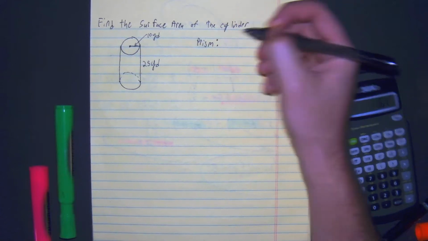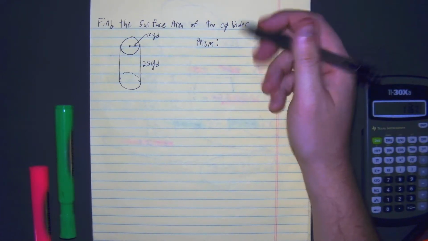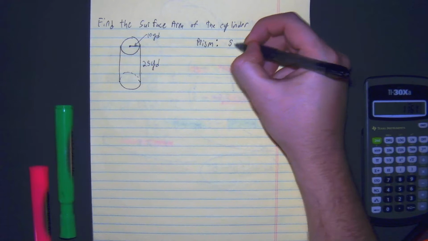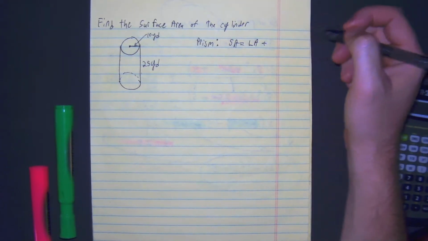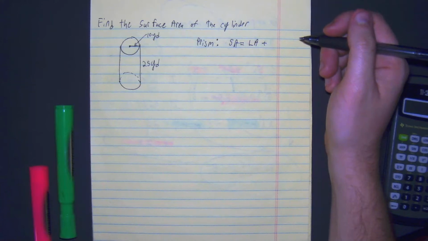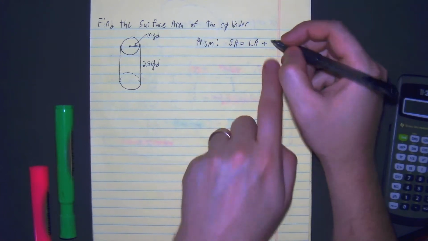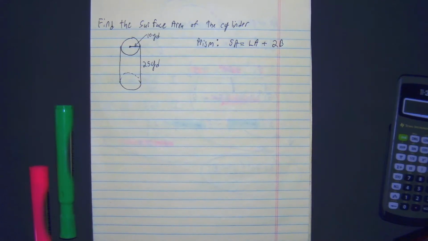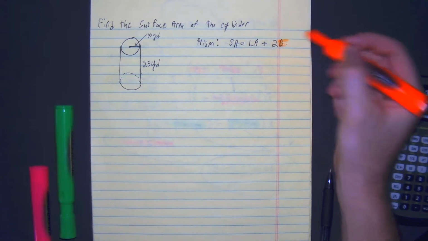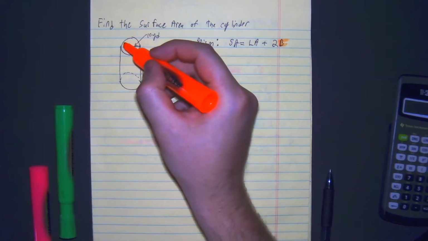The formula was as follows. The prism surface area was equal to the lateral area plus 2 times the base's area. Well, the formulas are basically the same, to be honest. So first, if we look at this, our base here would be these circles.